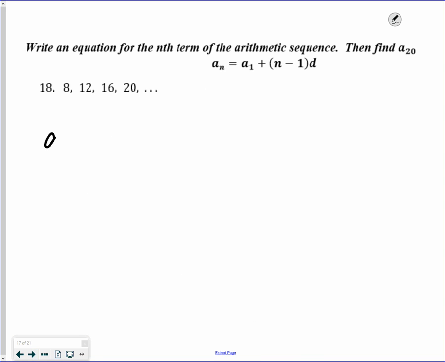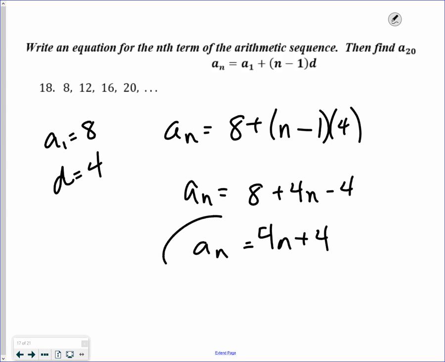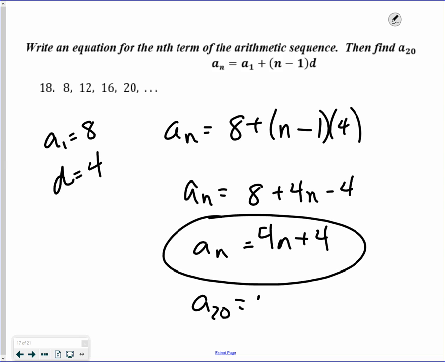Same formula, a sub 1 in this case is 8. Common difference this time is 4. So I have a sub n equals a sub 1 plus n minus 1 times 4. Simplified version, you would distribute. So I get 4n minus 4, or 4n plus 4. Now, finding a sub 20, 4 times 20 plus 4. A sub 20 would equal 84.